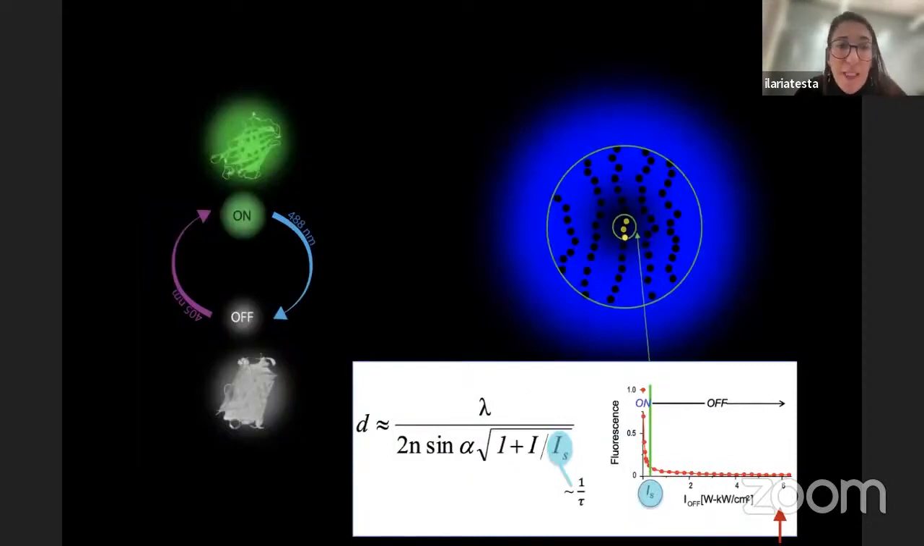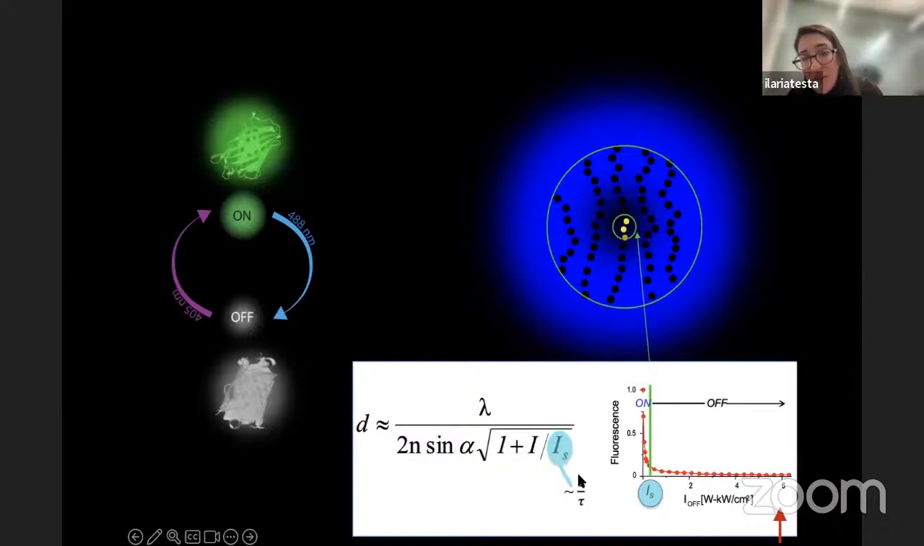And here is just an example again of how your resolution improves, or how the confinement of the signal improves. You see here, that would be your diffraction limited spot. And by applying the donut, all the black dots are the proteins that you were switching into the off state because you were shining blue light. The ones at the center are still the ones that haven't seen the blue photon, so they are still in the on state. And then you collect the fluorescence of those.